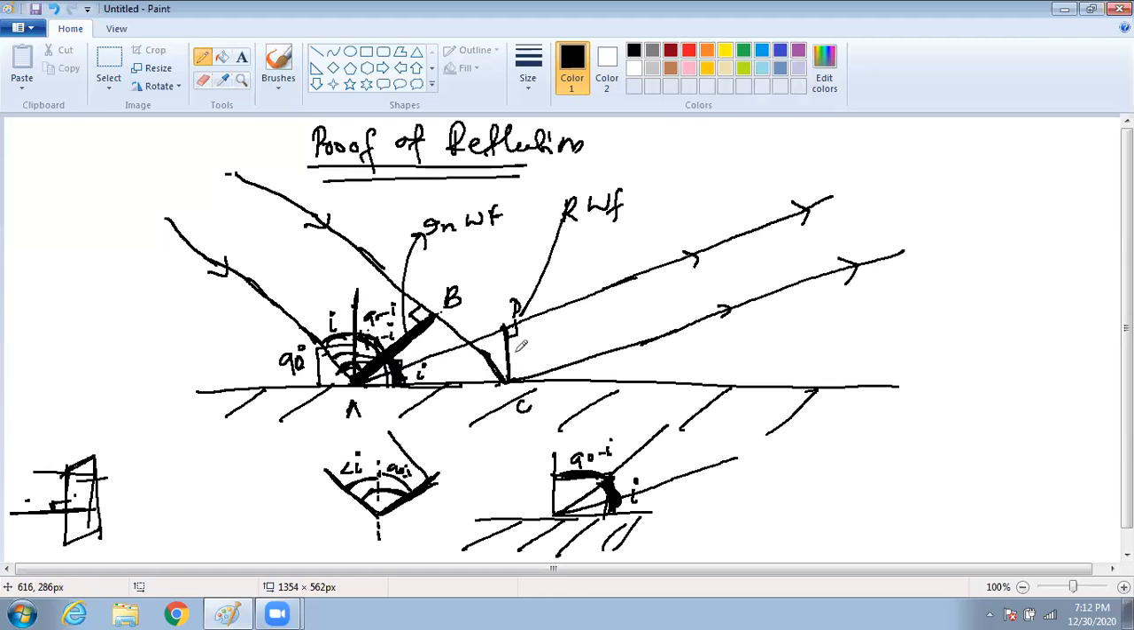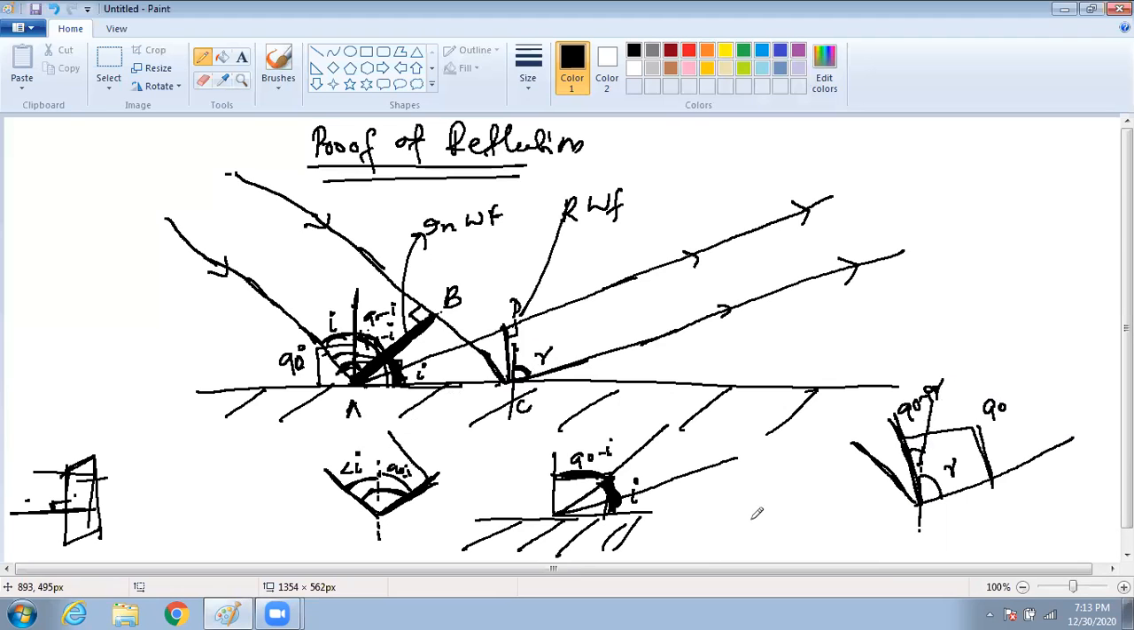Similarly, we will again draw a normal here. So now this is the R. So the angle between the reflected ray and the normal is R, correct? This is the wavefront. If this is R, the angle between the wavefront and the reflected ray is 90 degree. So what should be the small angle? 90 minus R, correct?